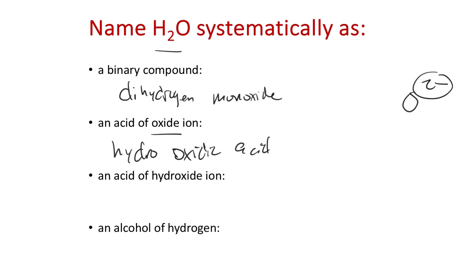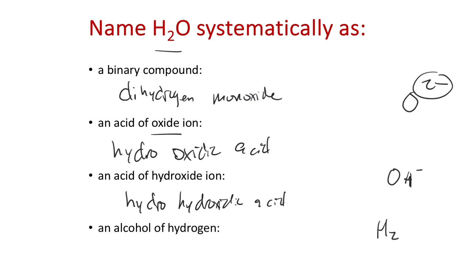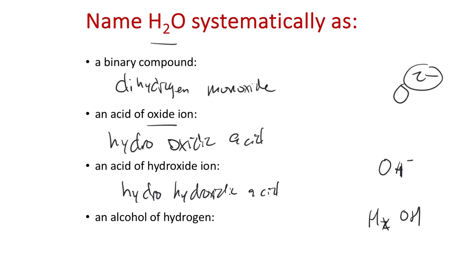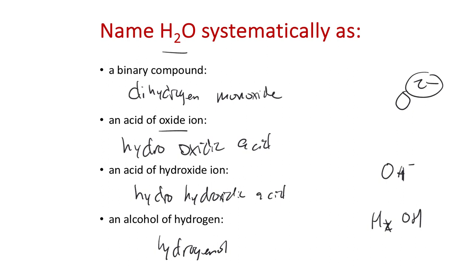You can name it as an acid of the hydroxide ion. You can say, well, this is hydroxide, and H plus is an acid of hydroxide, and you call that hydroxidic acid. You can name it as an alcohol of hydrogen. If this is H2, replace a hydrogen with a hydroxyl group. If we name it like an alcohol, this would be hydrogenol. So just kind of thinking of these different systematic names for water in these different systems.